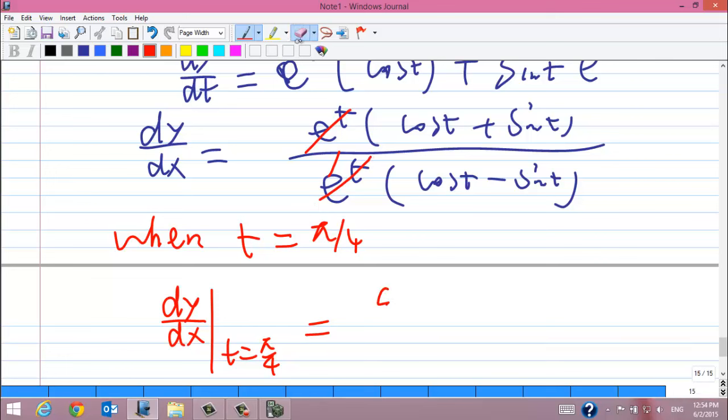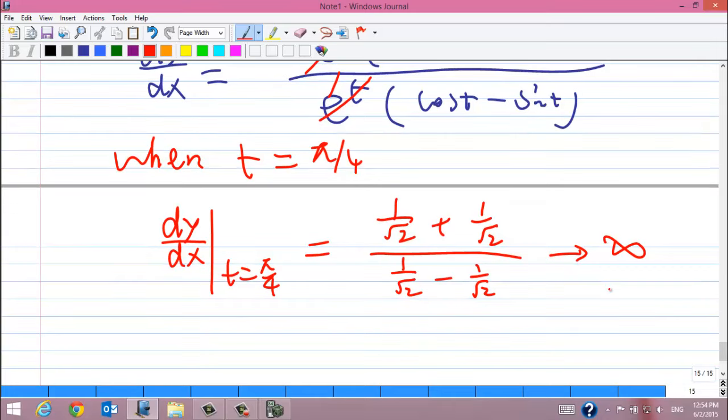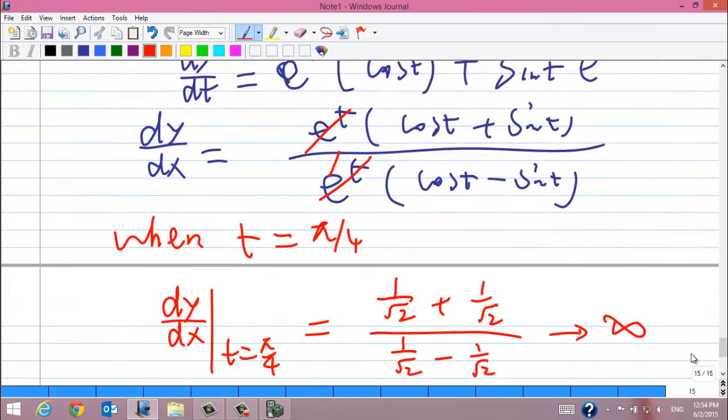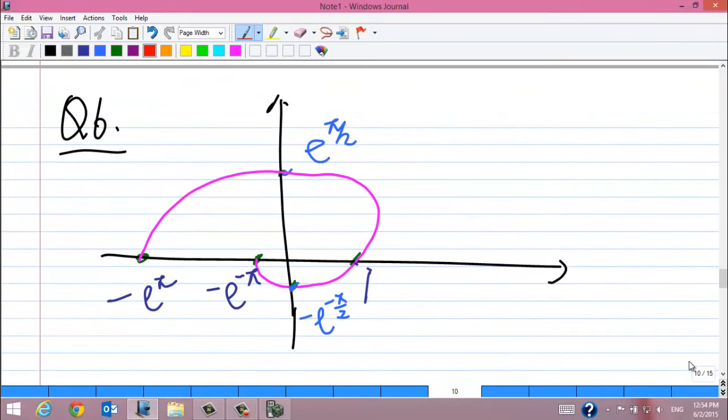Cosine of pi over 4 is 1 over root 2, so the denominator becomes 1 minus 1, which goes to infinity. If the gradient x goes to infinity, it implies the tangent is a vertical line. If you go back to the graph, it means that this particular point is point P.